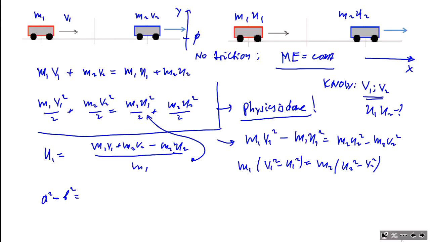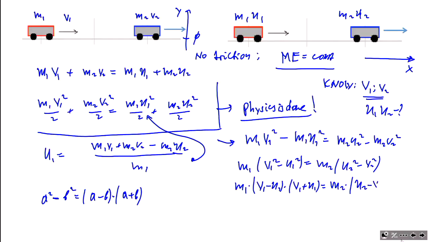You say something. I see you move your lips. a minus b times what? a plus b. How do you prove it? Well, you just cross multiply everything. a times a is a squared, b times b is b squared, and a times b minus b times a cancel each other out. What we see here is exactly the same structure: m1 times the difference of the squares. It's going to be equal to v1 minus u1 times v1 plus u1. And that should be equal to m2 times u2 minus v2 times u2 plus v2.